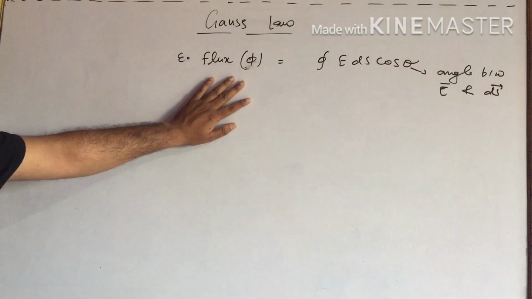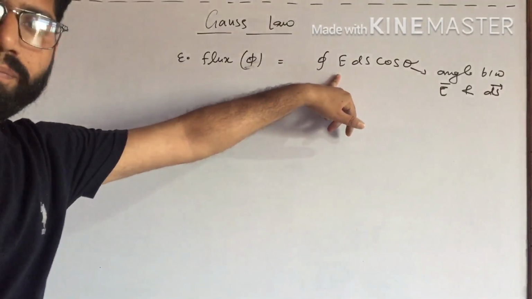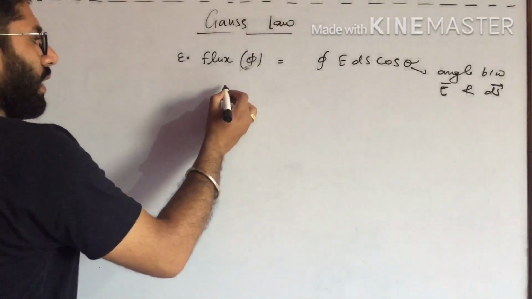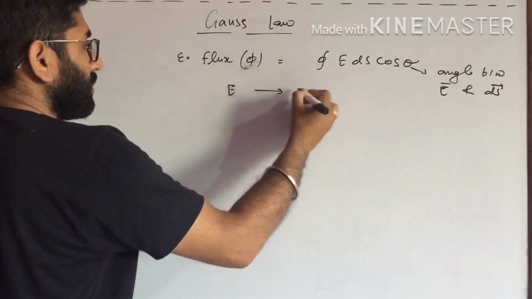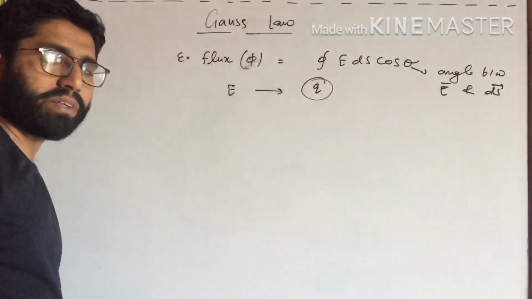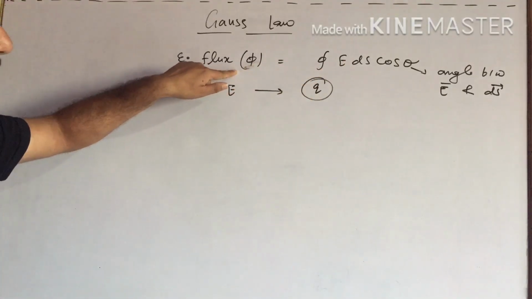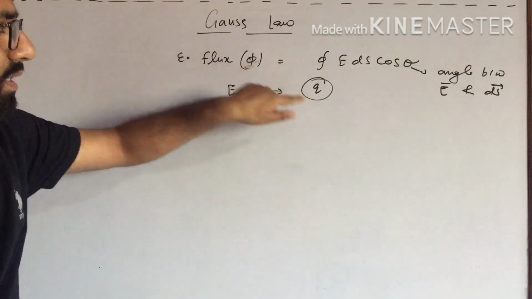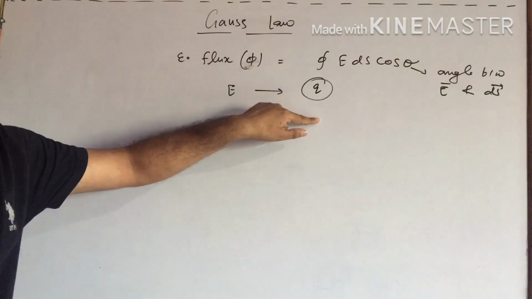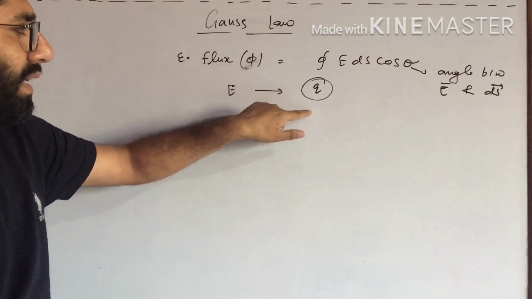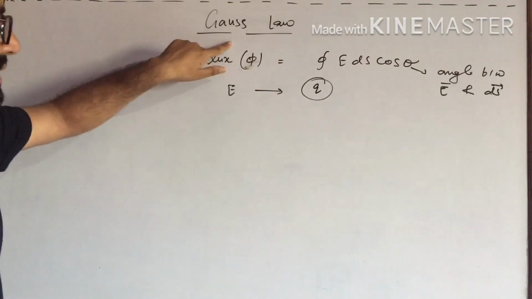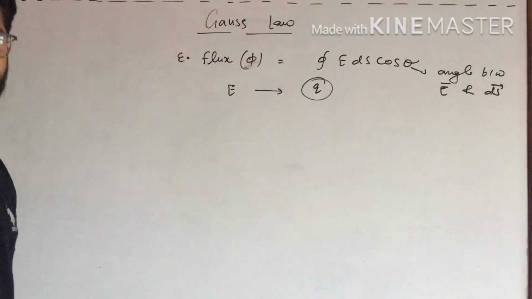So it is clear from here that flux is related to electric field, and as we know, electric field is produced by some sort of charge configuration. So that means there must be some relation between this flux and the charge. This relation, for a special case, was given by the physicist Gauss, and it is known as Gauss law.